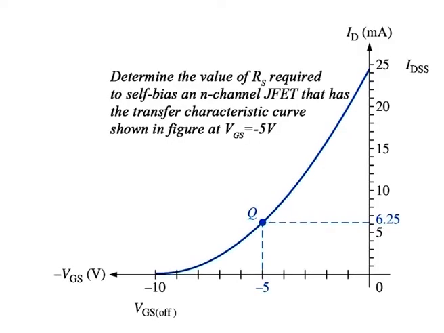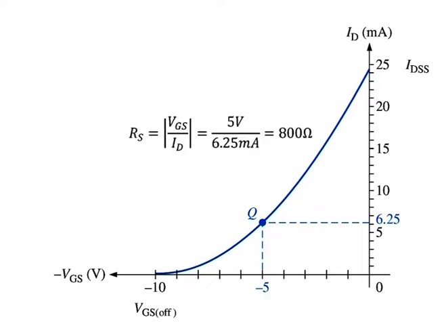Determine the value of RS required to self-bias an N-channel JFET that has the transfer characteristic curve shown in the figure at VGS equal to minus 5 volts. From the graph, ID is equal to 6.25 milliamperes when VGS is equal to minus 5 volts. So, RS becomes equal to 5 volts divided by 6.25 milliamperes and comes out to be 800 ohms.